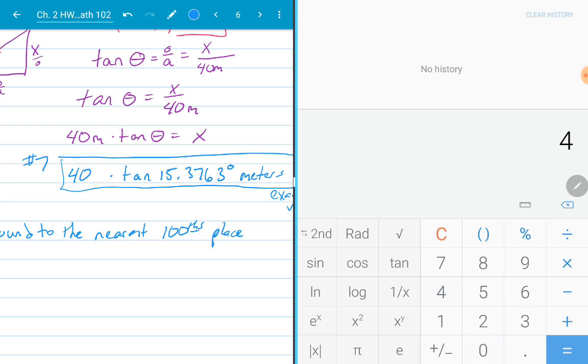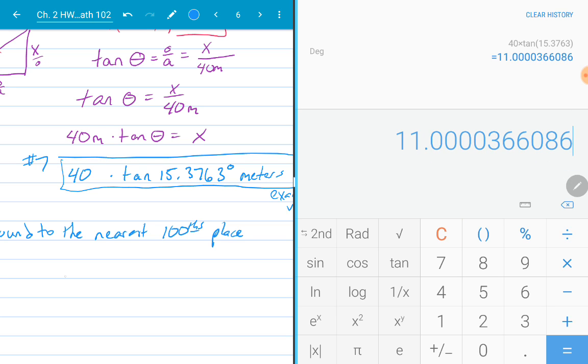I have 40 times tangent of 15.3763. And on this calculator, I enter it like that. Some calculators, you have to do the 15.3763 first and then hit tan. So some calculators are a little different. That one gives me this answer, and when I round to the nearest 100th place, I get that the height for number 7, let's see, x equals 11 meters approximately.